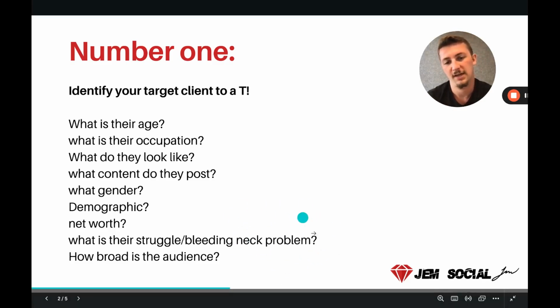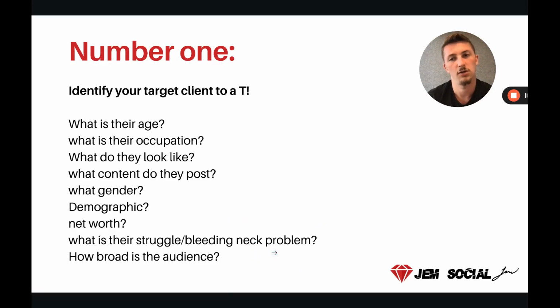Figure out what their bleeding neck problem is, because that's going to make it so much easier for you to be able to sell your service or product.